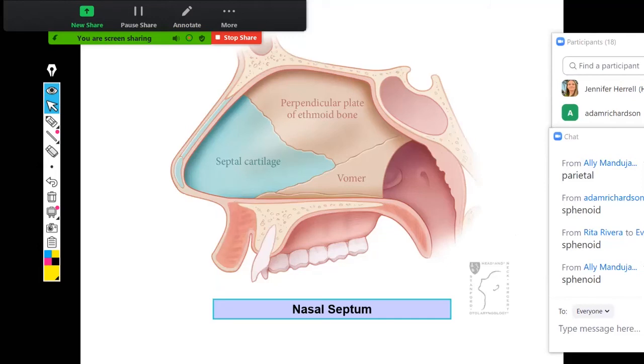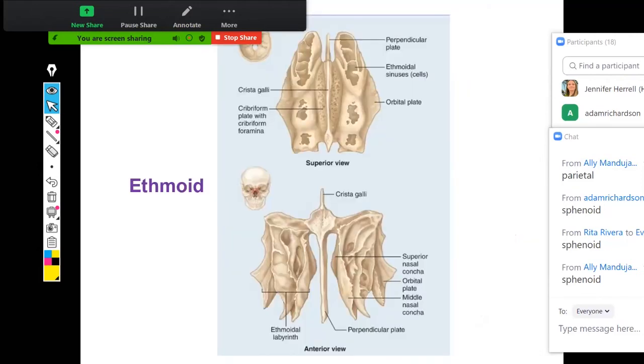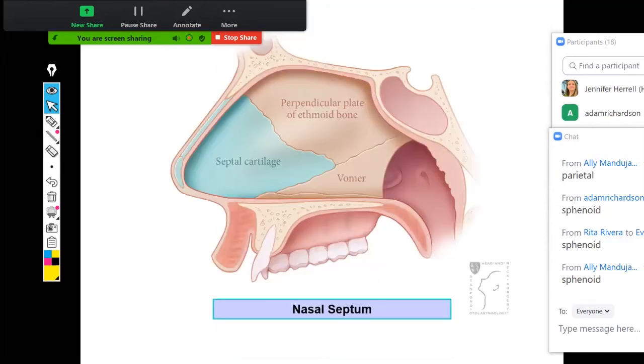If we look at the nasal septum from the side, this is the divider that separates the left and the right sides of your nose. And you can see that the plate down here that just looks like a spike sticking down, from the side, it's really a plate. So you can see it here.